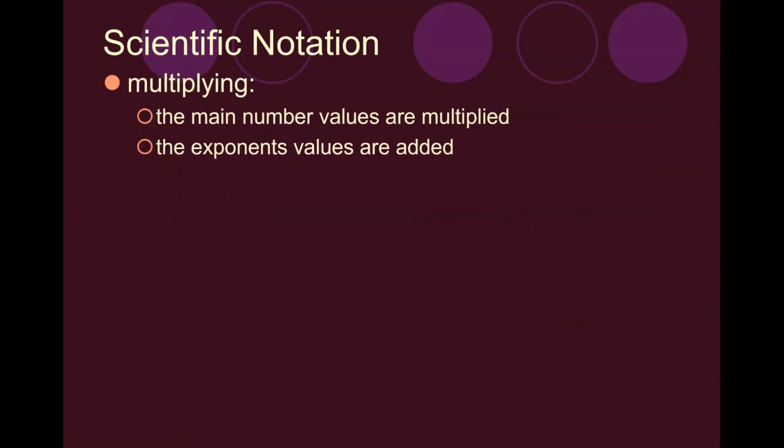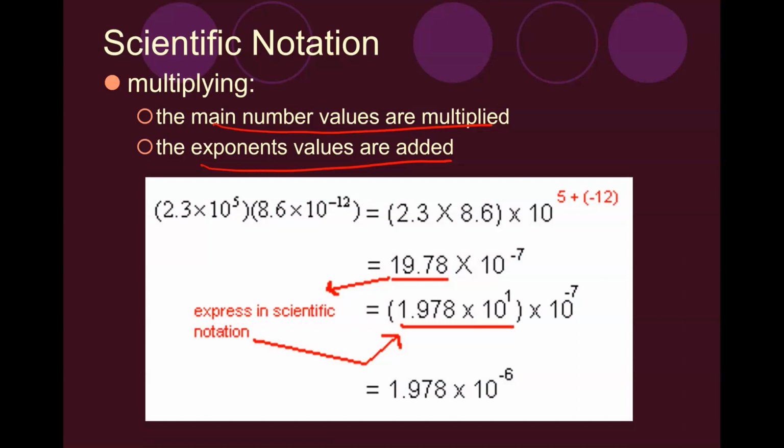So when we multiply, we're going to multiply the main number values. And then the exponents are added for multiplication, just like you learned in math. And I do want you to get to where you can do this mental math. And we will have mental math Mondays where you're learning how to do it. So we're going to multiply these two numbers together first and then add the exponents. So I know that my answer should be somewhere around -7.